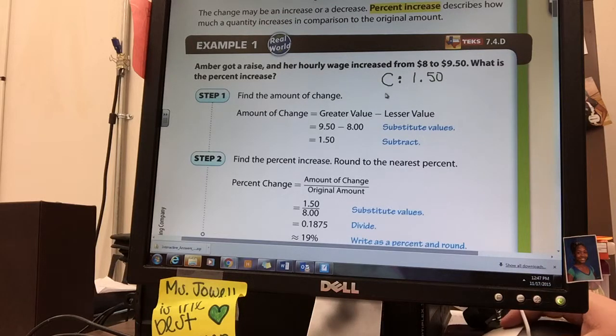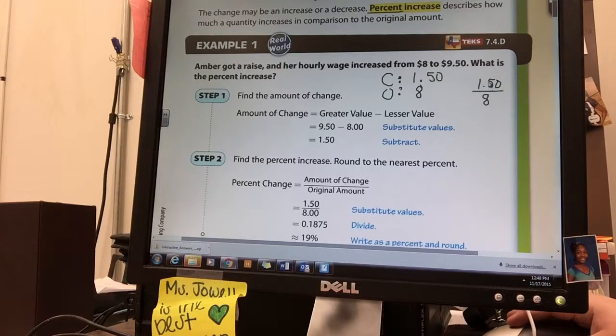Change is $1.50. And we're going to find out our original amount. Our original is what we start out with. It's the beginning. It's not always the first number. It's what you start out with. So what did her pay start out as? It started out as $8. So our formula is change over original. Now this is called percent increase, so we're going to have to find our percent.